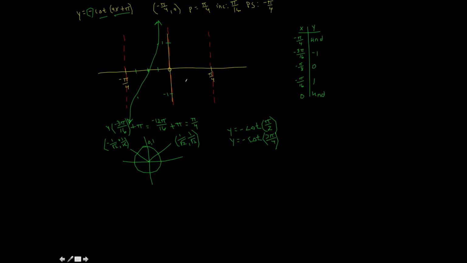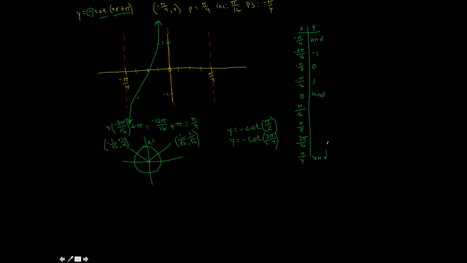But how are we going to do these next points? Well, you can keep on extending your t-chart, and keep on adding your increment. Pi over 16, 2 pi over 16 is pi over 8, 3 pi over 16, and pi over 4. And we know that pi over 4 is undefined because it's a vertical asymptote.